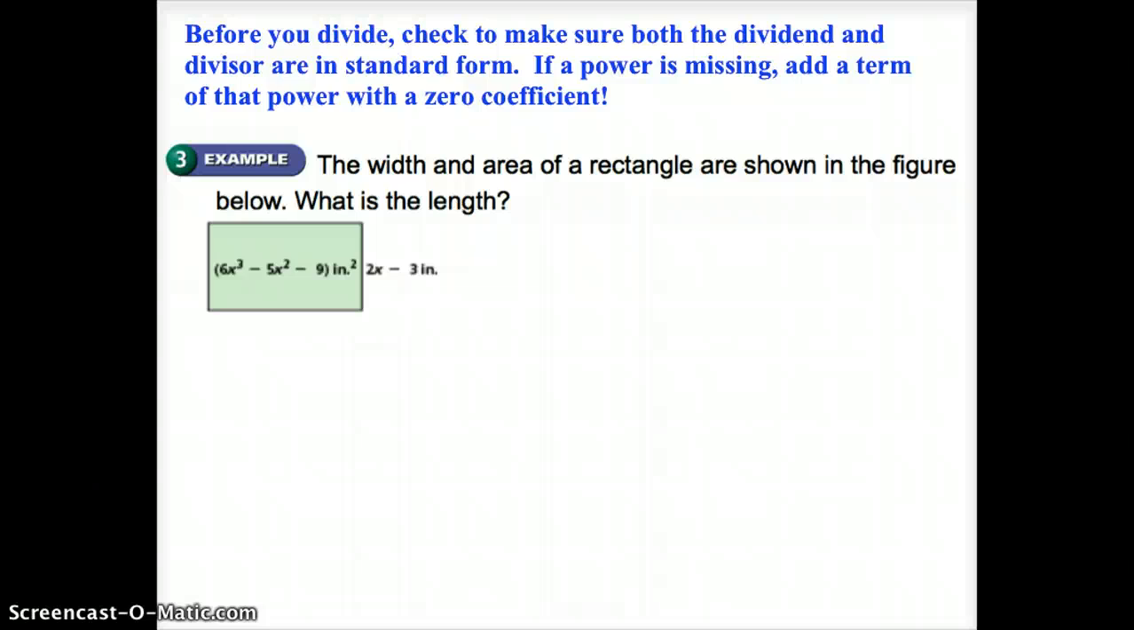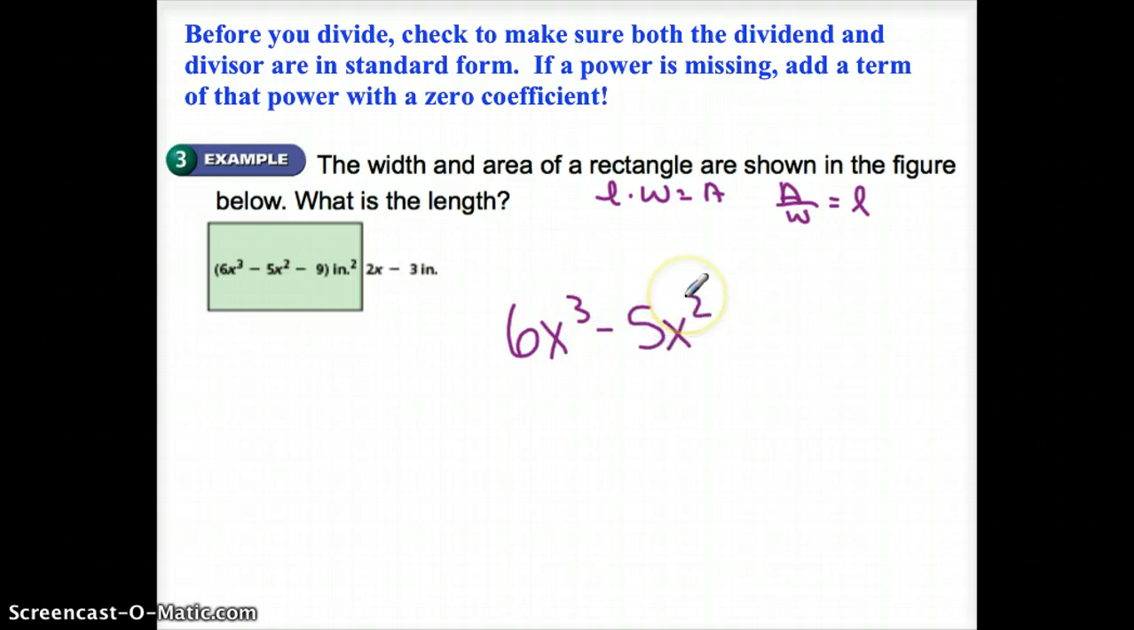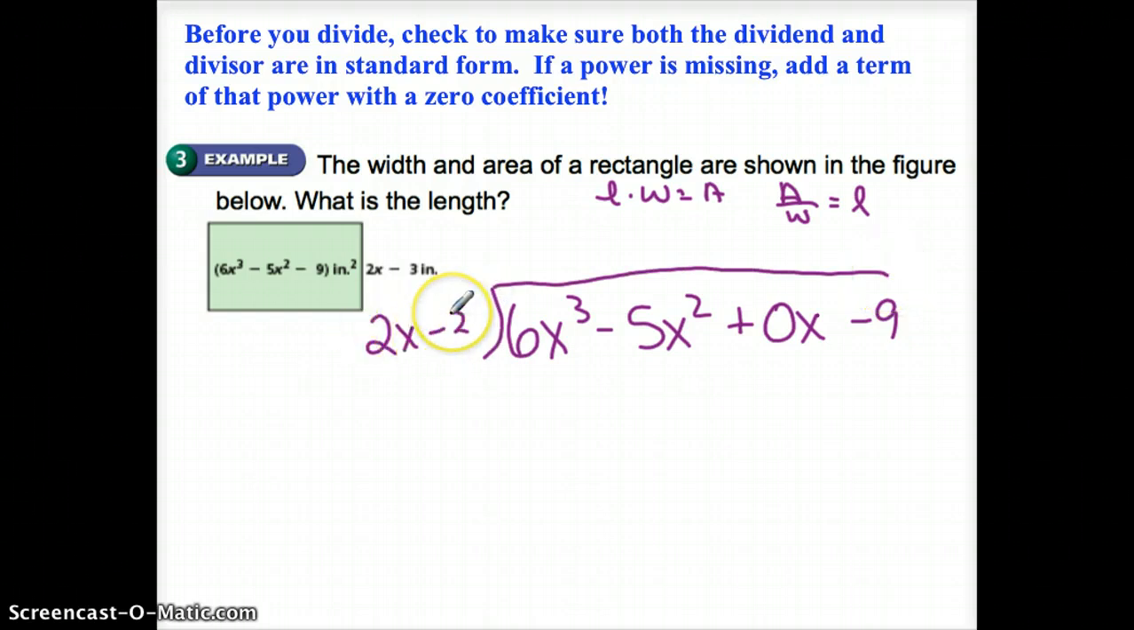It's going to use this technique. The width and the area of a rectangle are shown in the figure below, and I want to know what the length is. So it's important to know that length times width equals area. So if you know the area and you know the width, area divided by the width is going to give you the length. So the area is 6x cubed minus 5x squared. Notice there's no x term, so we're going to put in plus 0x minus 9, because it's going to make this problem much easier if I have that 0x in there. I'm going to divide it by 2x minus 3.